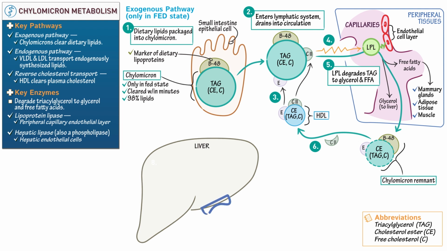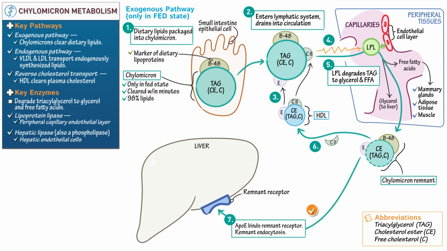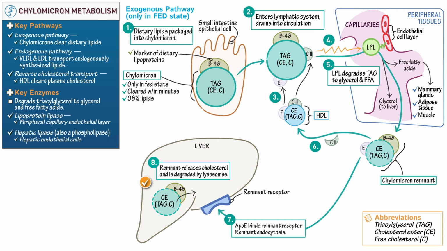Draw a remnant receptor on the liver. Step 7, ApoE binds it and the chylomicron is endocytosed. Step 8, the remnant releases its cholesterol in the liver and is finally degraded by lysosomes. Recall that chylomicrons are cleared within minutes, thus this entire process from chylomicron synthesis to remnant degradation occurs very rapidly.